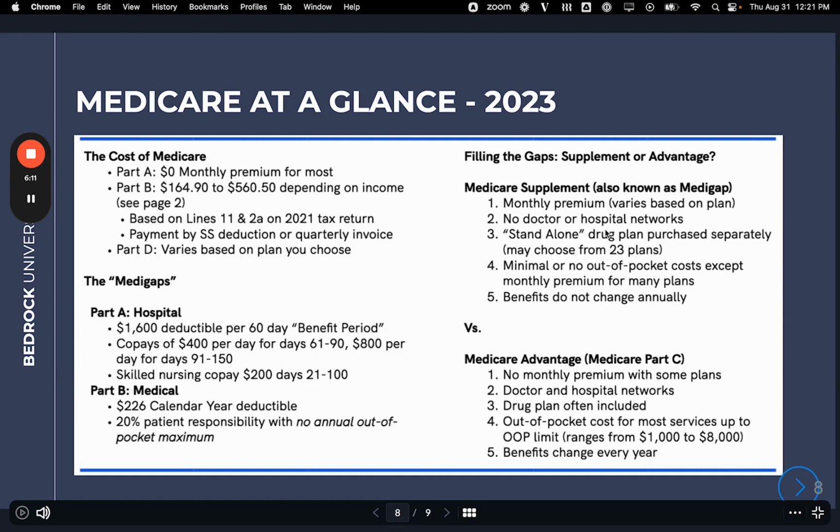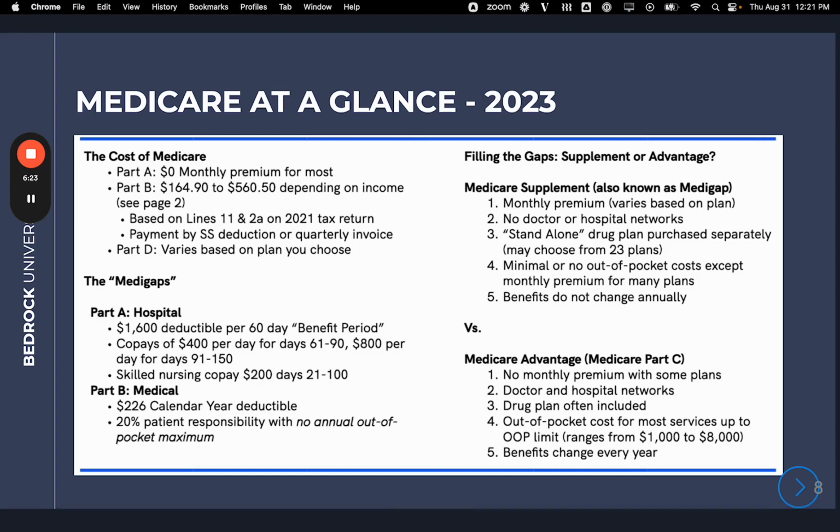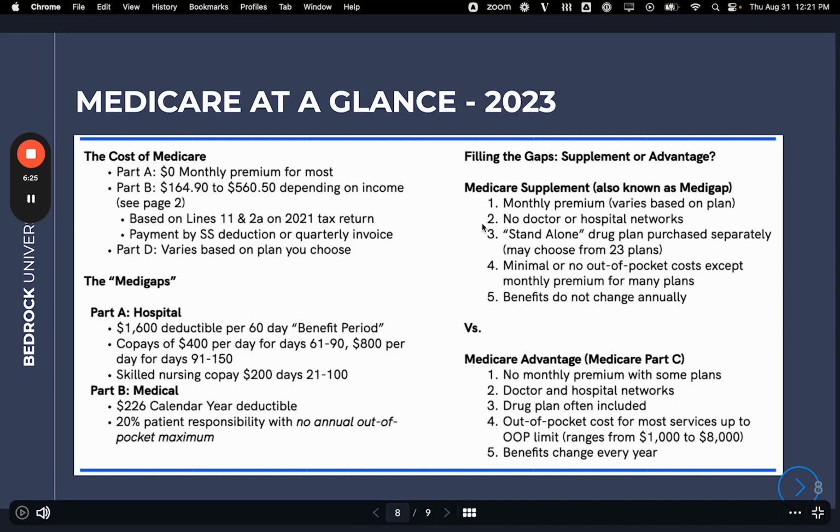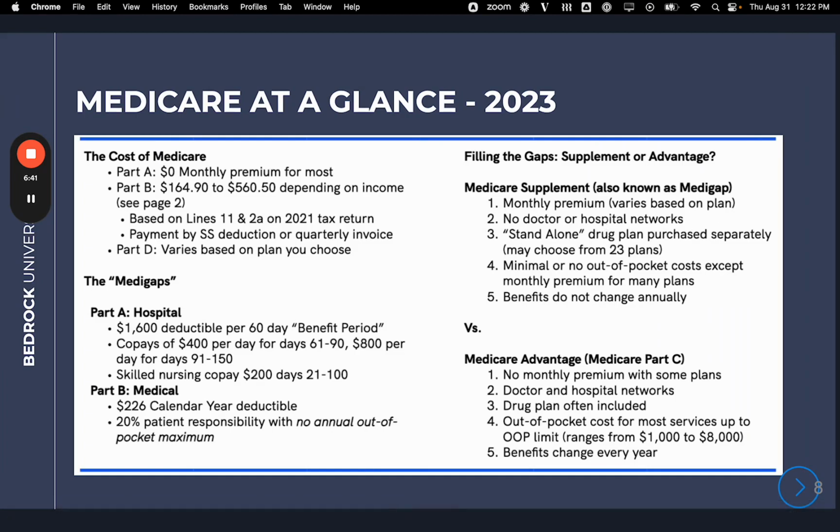The first is to look at what's called a supplement or Medigap plan. This plan has a monthly premium. This will vary based on the plan that you choose, though the most popular plan we work with is the Plan G. One of the benefits is that there are no doctor or hospital networks for this plan. You can generally go anywhere that accepts Medicare. This plan will require that you purchase a separate standalone drug plan.